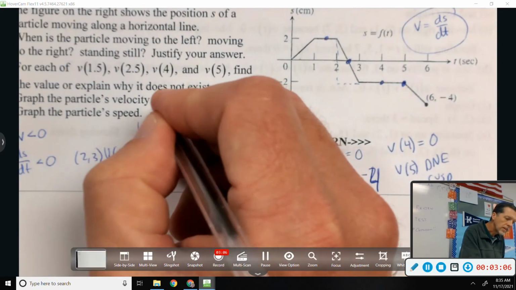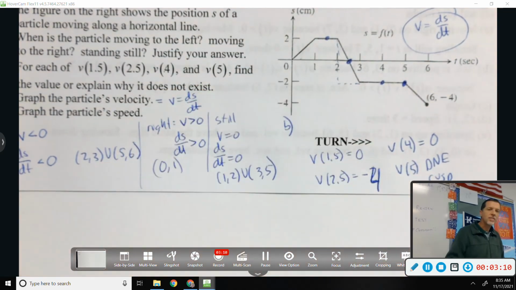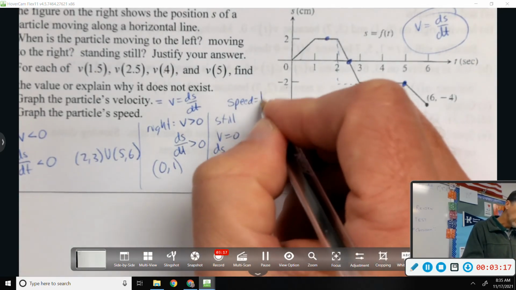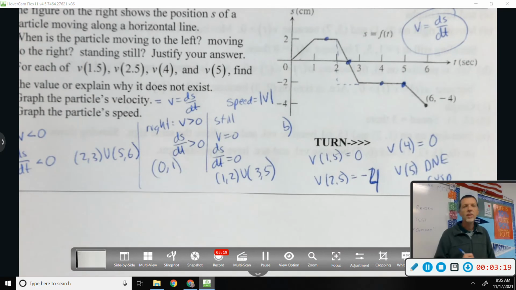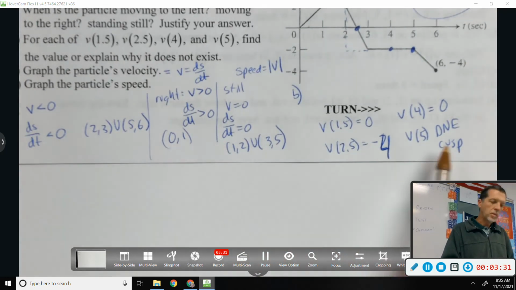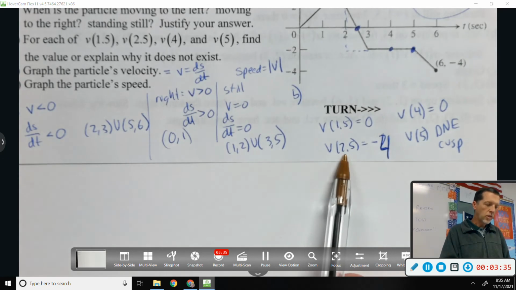Graph, well, I'm not going to do this, but velocity is ds dt, and speed would be just make all the velocities positive. You can find speed at a particular point, right? So like at 2.5 would be like 4 for speed. Correct. It would just be the absolute value of all of these things. So yes, the speed at 2.5 would be a positive 4.